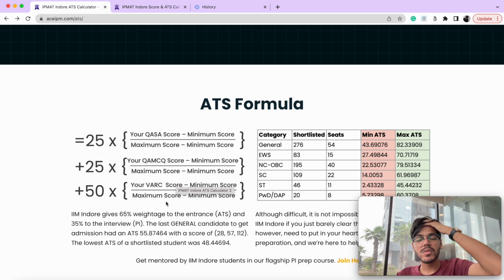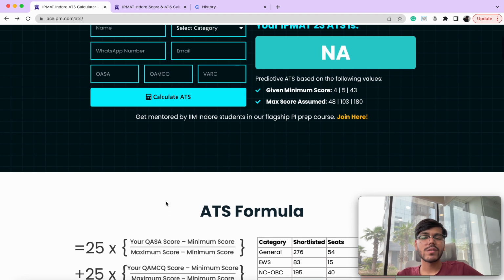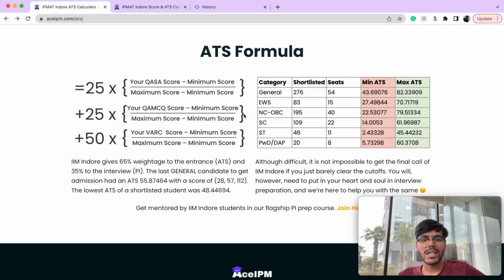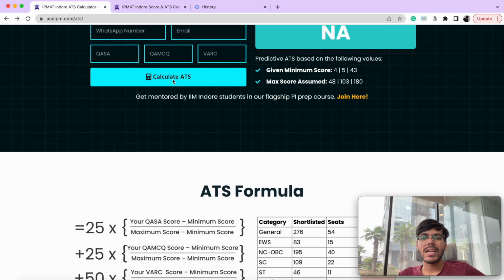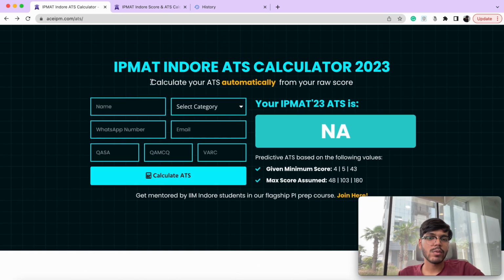Maximum would be the maximum score which out of all the shortlisted candidates anybody has gotten. Basis of the data we had and making educated guesses, we have assumed the maximum scores to be 48, 103 and 180. This should get you to the closest possible figure to the actual ATS. Actual ATS we cannot really know for sure because we don't know what the maximum scores are. IIM Indore does not release that data publicly, but to the best of our knowledge it should be around this figure only.